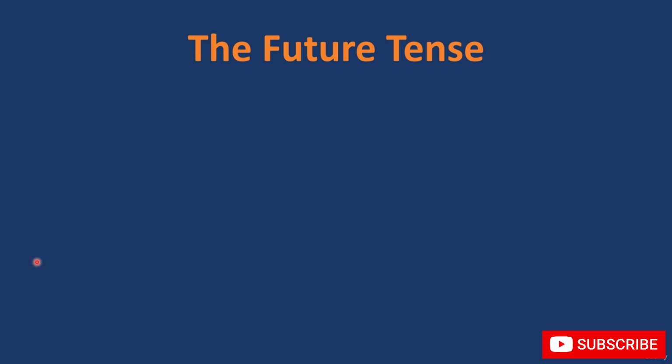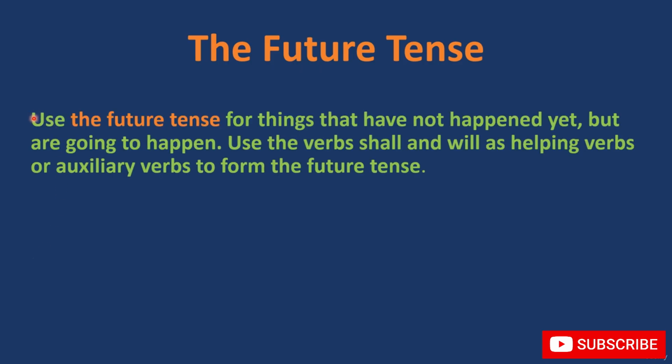The future tense. We use the future tense for things that have not happened yet, but are going to happen. So something that will happen in the future. We use the verbs shall and will as helping verbs or auxiliary verbs to form the future tense. So again, if I need to form tense in the future, I use will or shall plus the infinitive of the verb, and I use the future tense to express something that will happen in the future.